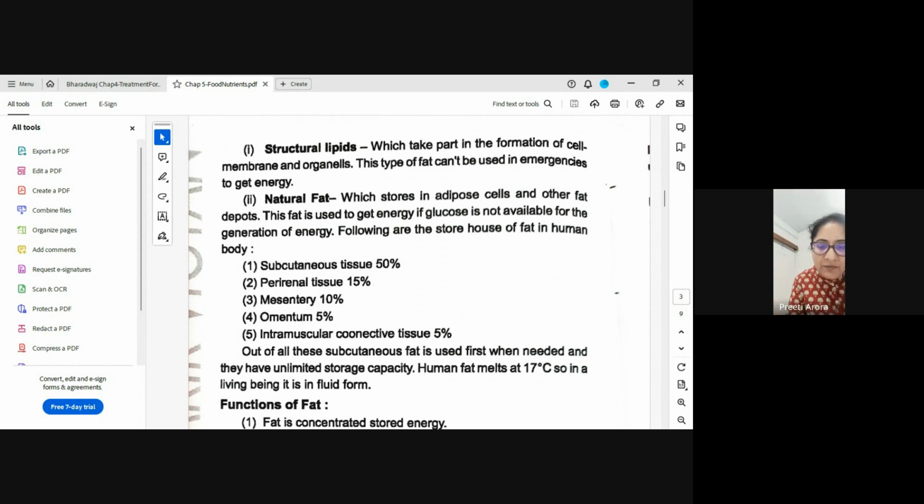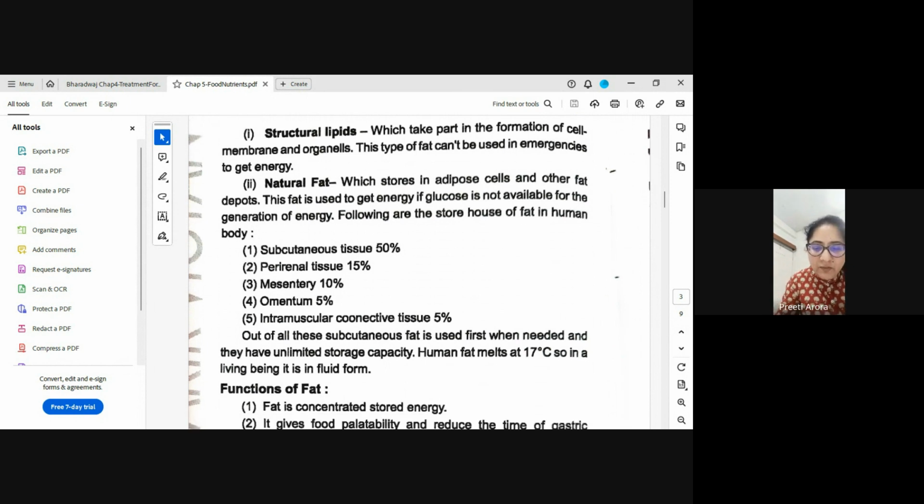After that, we also have intramuscular connective tissue. Now this refers to the fat that is deposited inside the muscles. Intra means inside, and muscular, as the name implies, is muscle. So it is muscle fat. So then we have the fat in food. This was about the fat in your body. And then we come to the fat in food.